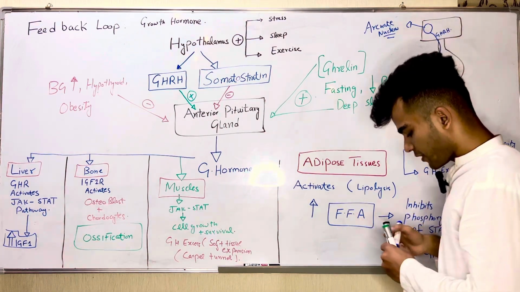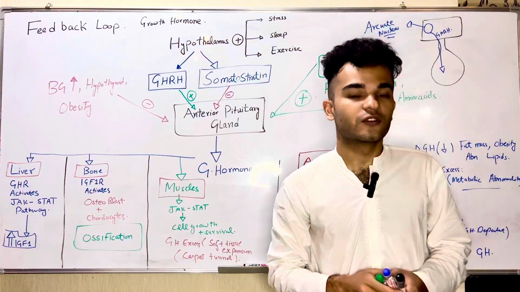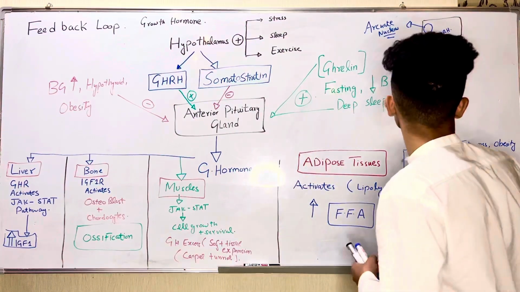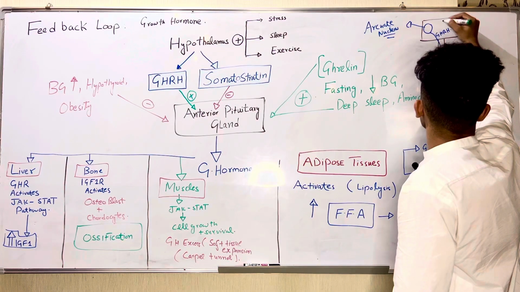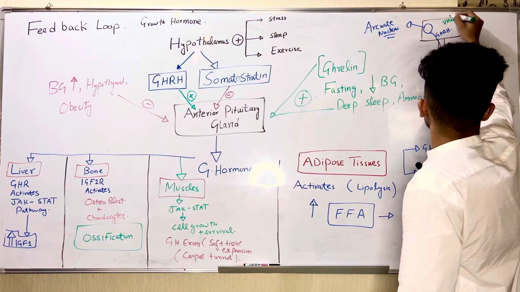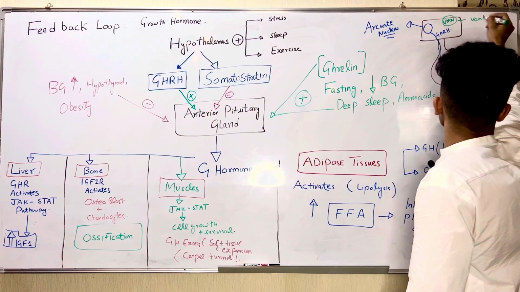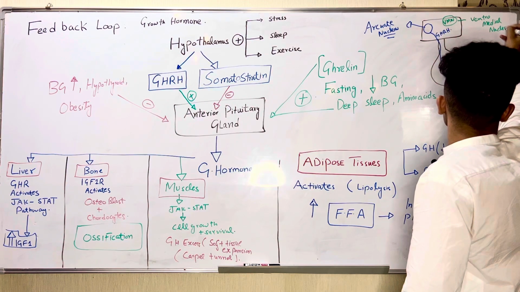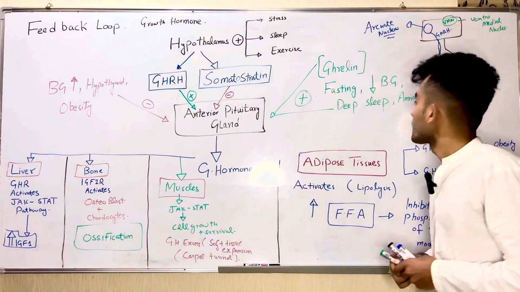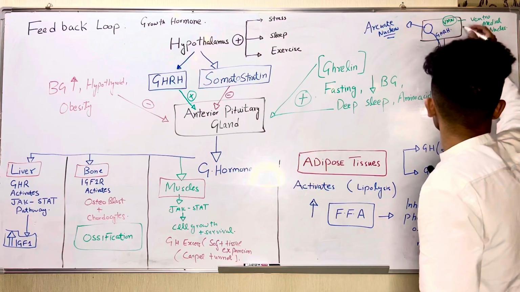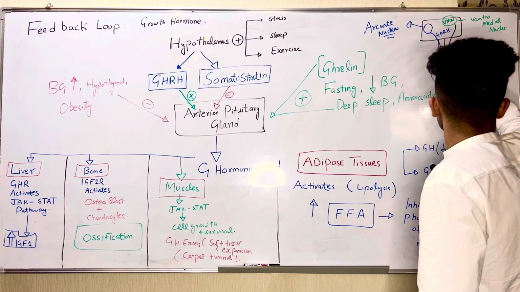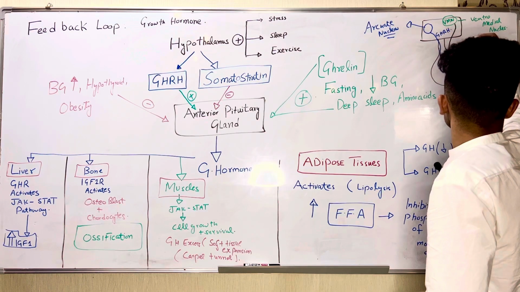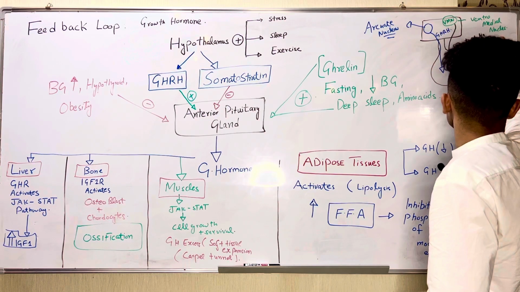Similarly, there is also another nucleus which we call the ventromedial nucleus. This nucleus will release the somatostatin, and it is actually the inhibiting factor for the growth hormone.